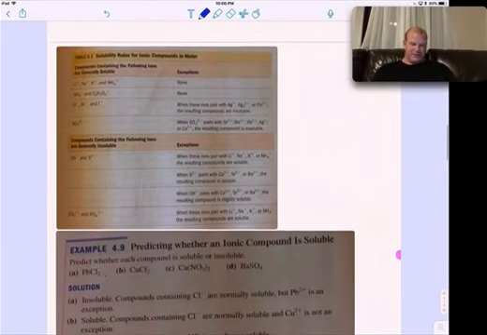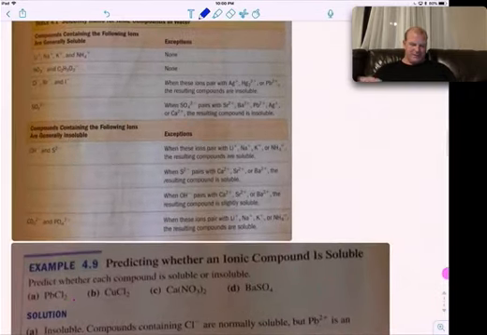But the point of this is to teach you logic. So let's see here. Let's determine whether or not this is soluble. So if you look at the first one, lead chloride.